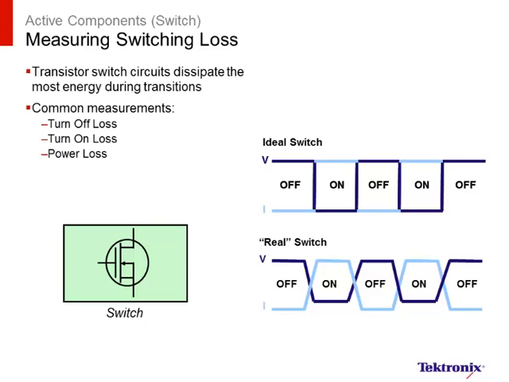Common measurements to characterize the switching device are shown on the left. Transistor switch circuits often dissipate the most energy during transition because circuit parasitics prevent the device from switching instantaneously. Turn-off loss describes the loss when the device transitions from the on to off state, while turn-on loss occurs during the off to on transition. A real switch often dissipates some power when it's in the on state, of course. This is known as conduction loss. Power loss is the total power loss through the entire switching cycle and includes the switching losses and conduction losses.